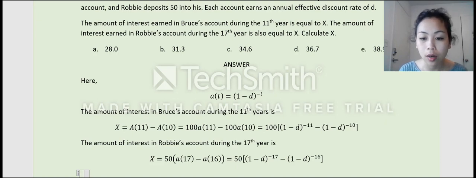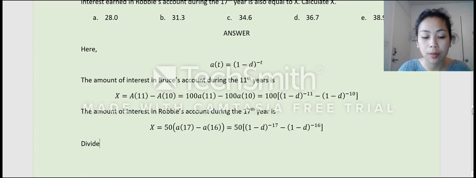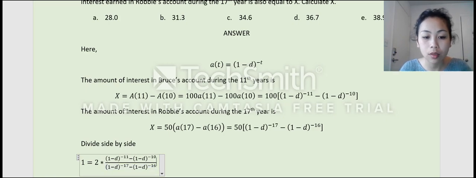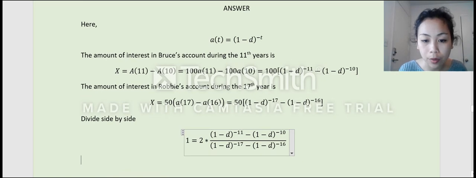So if you divide side by side, we have 1, because x over x is 1, so 1 equal to 100 over 50, which is 2, times, on the top, (1 minus d) to the power of negative 11 minus (1 minus d) to the power of negative 10, over (1 minus d) to the power of negative 17 minus (1 minus d) to the power of negative 16. So that is the equation in terms of d.